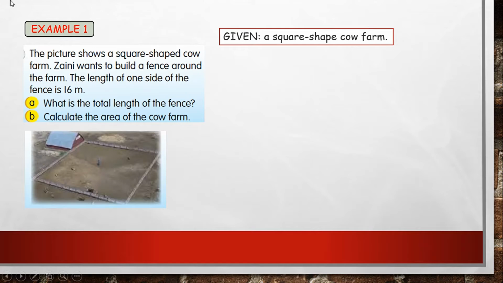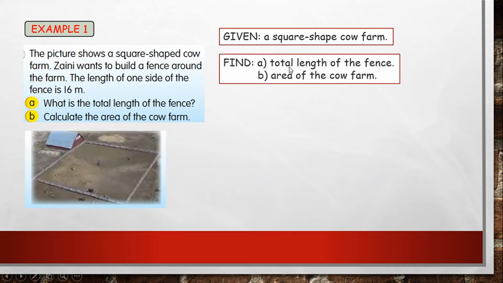Given a square-shaped cow farm, which means each side has the same length. So there are 16 meters here, 16 meters here, 16 meters here, and 16 meters here. If we want to calculate the total length of the fence, now we go to find A, the total length of the fence, and B, the area of the cow farm.